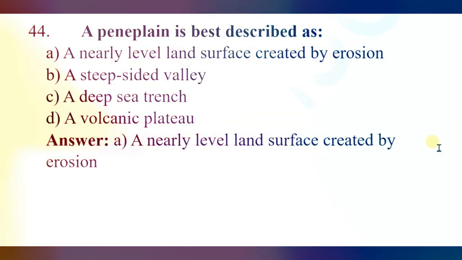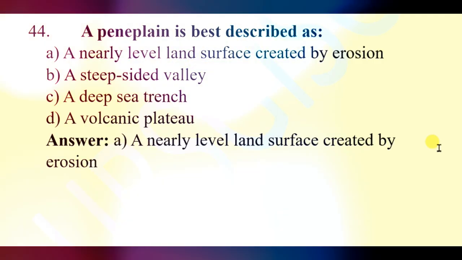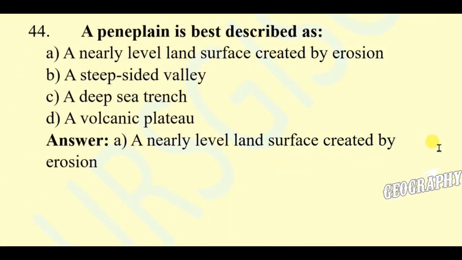Question 44. A peneplain is best described as a nearly level land surface created by erosion, a steep-sided valley, a deep sea trench, a volcanic plateau. Here the right answer will be a nearly level land surface created by erosion.